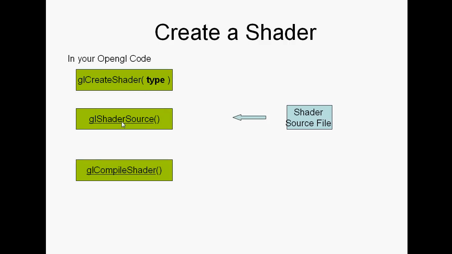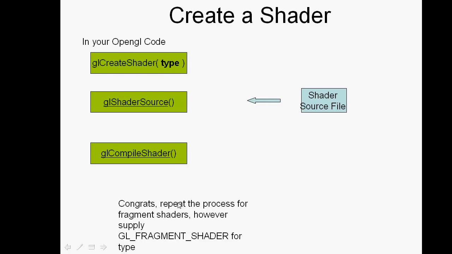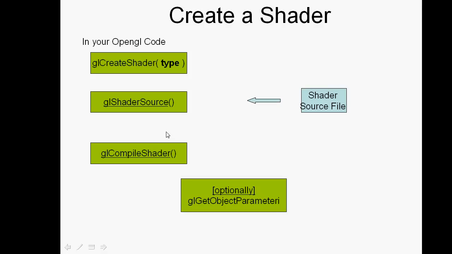So after you've associated those two, the shader object with the shader source file, the actual text, you need to compile that information. And after you've compiled it, well, you've just got a shader, and that's it. And so you repeat the same process for a fragment shader. If you had originally done a vertex shader, you repeat the same process for as many shaders, fragment, vertex shaders, that you have. Okay, and that's what's going on.